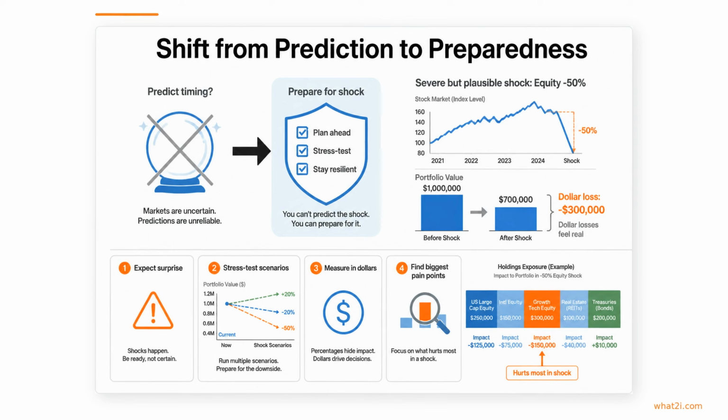Measure the potential damage in dollar terms, because percentages can sound abstract while dollar losses feel real. Then identify which positions would cause the most pain and which assumptions are doing the most work in your portfolio. That approach does not eliminate uncertainty, but it makes fragility visible before the stress appears.